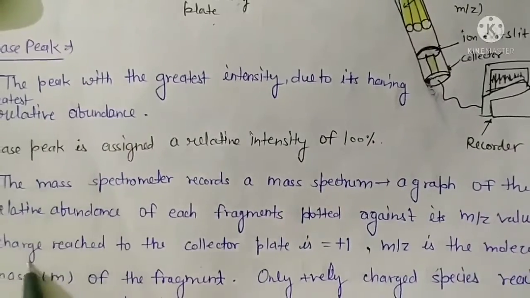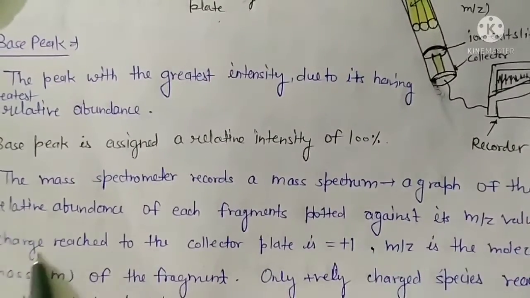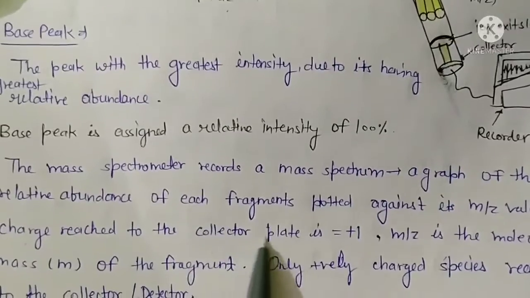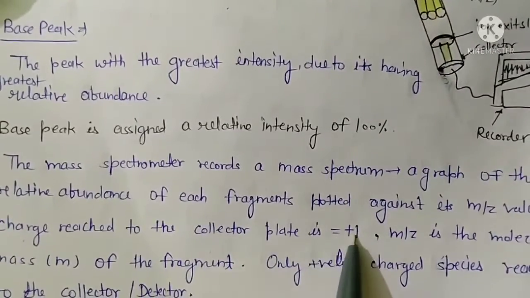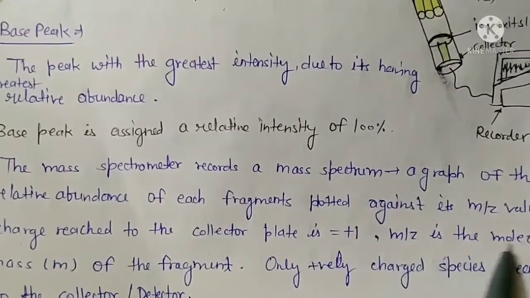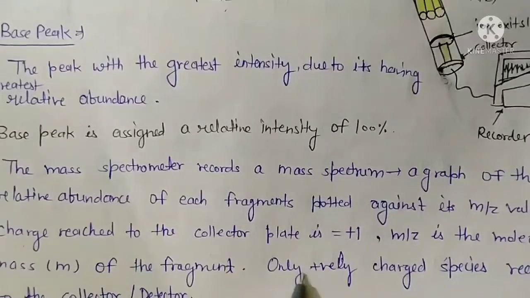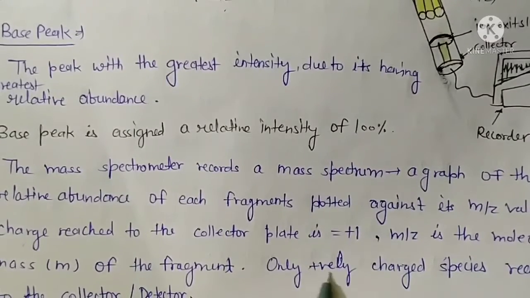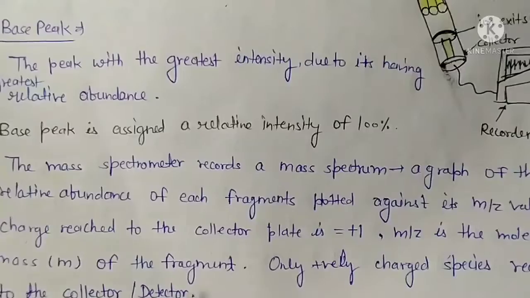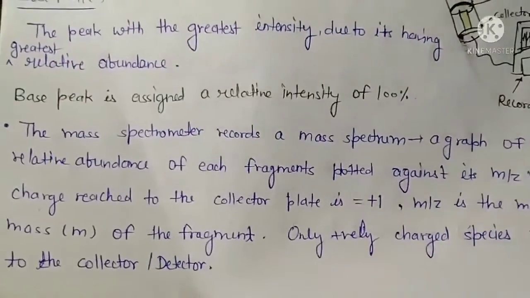Then the charge reaching the collector plate is always +1. m/z is the molecular mass of the fragment, and only positively charged species reach the collector or detector.